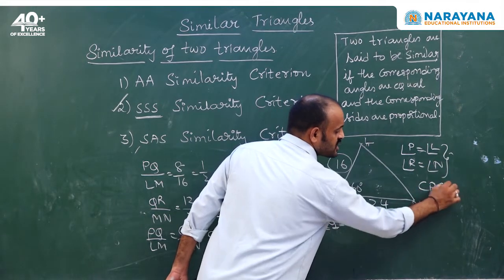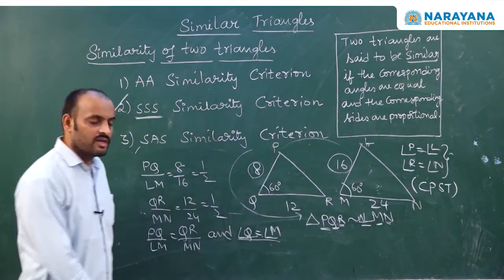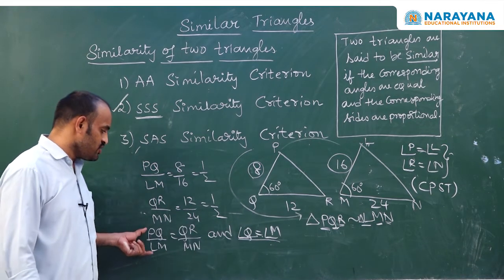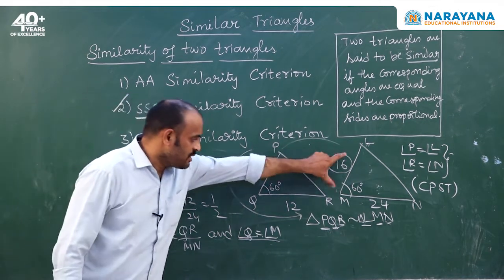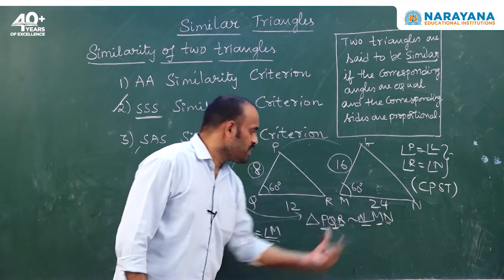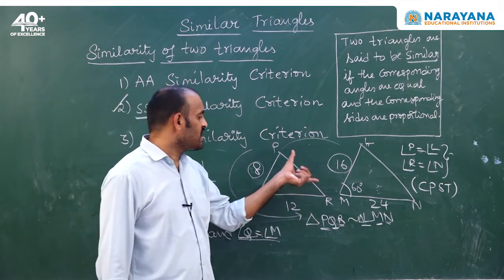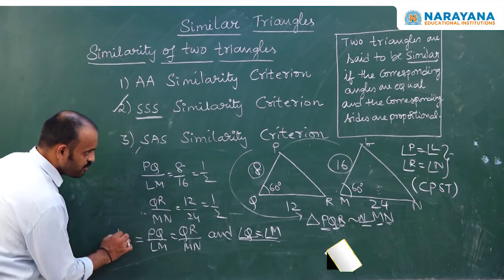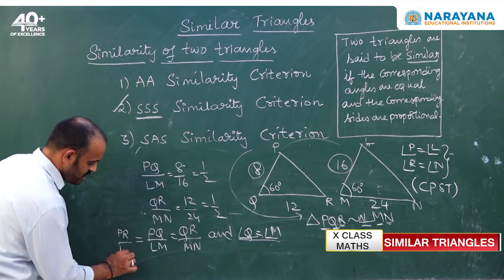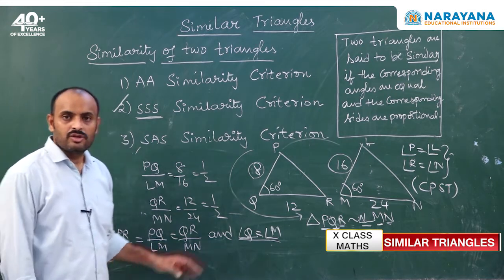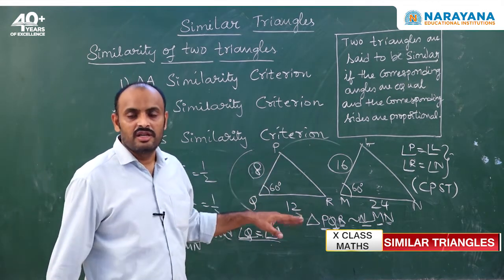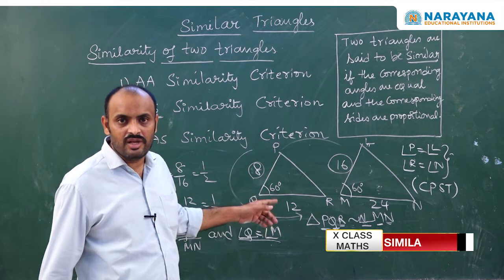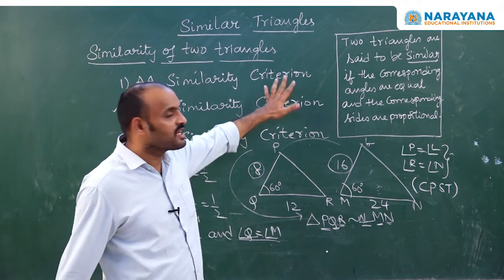CP, ST, corresponding parts of similar triangles. And if you see the ratio PQ by LM, QR by MN, the remaining corresponding sides are PR and LN. Therefore, PR by LN. So, two triangles are said to be similar if the ratio of the corresponding sides are equal and corresponding angles are equal.